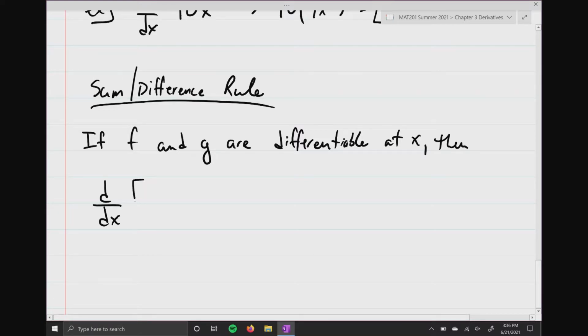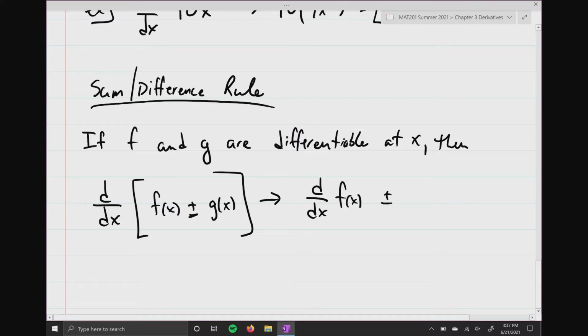d/dx of f of x plus g of x. In other words, if I wanted to find the derivative of two functions that I'm adding or subtracting, so subtracting also applies to this, then what you can do with the derivative symbol is distribute it. So we get d/dx of f of x plus or minus d/dx of g of x. Okay? And like I said, all this really means is that we can just distribute the derivative.